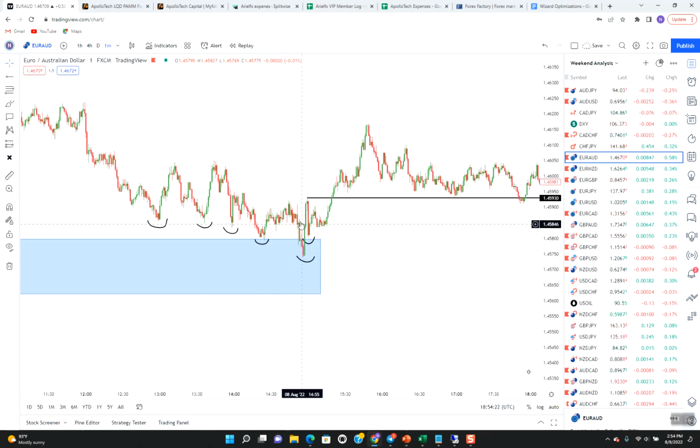So we accumulate, we had our final push down, and we broke the counter trend structure to the upside, which is why when we pushed back down to retest, we never made that lower low. And we ended up making a higher high to clear structure, and now we're counter trend bullish and higher time frame bullish.